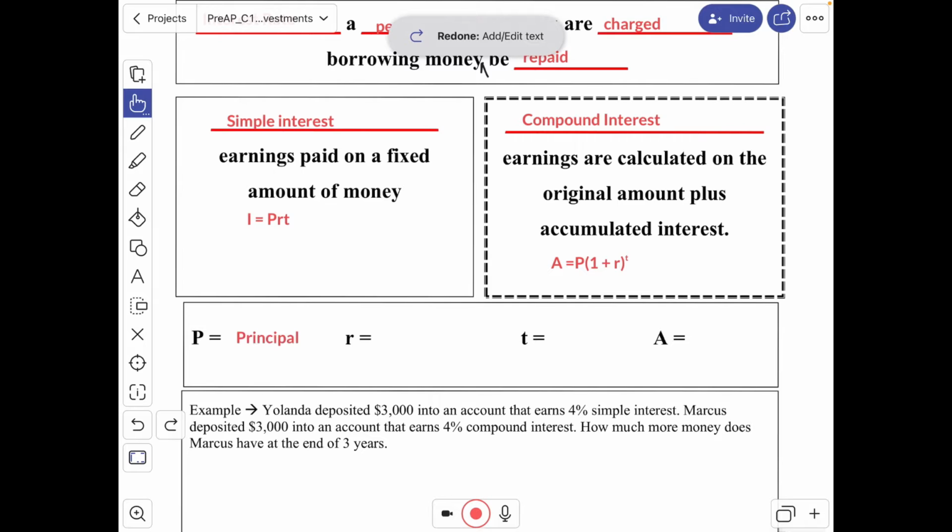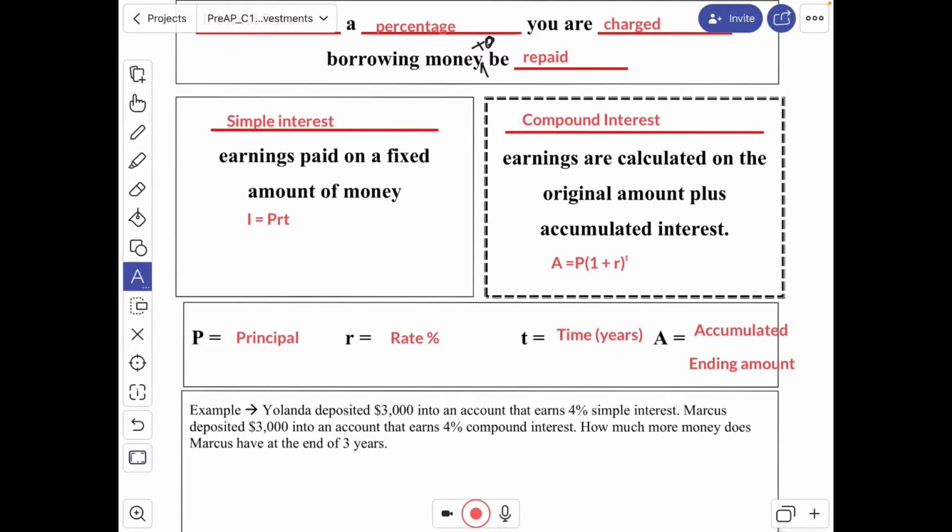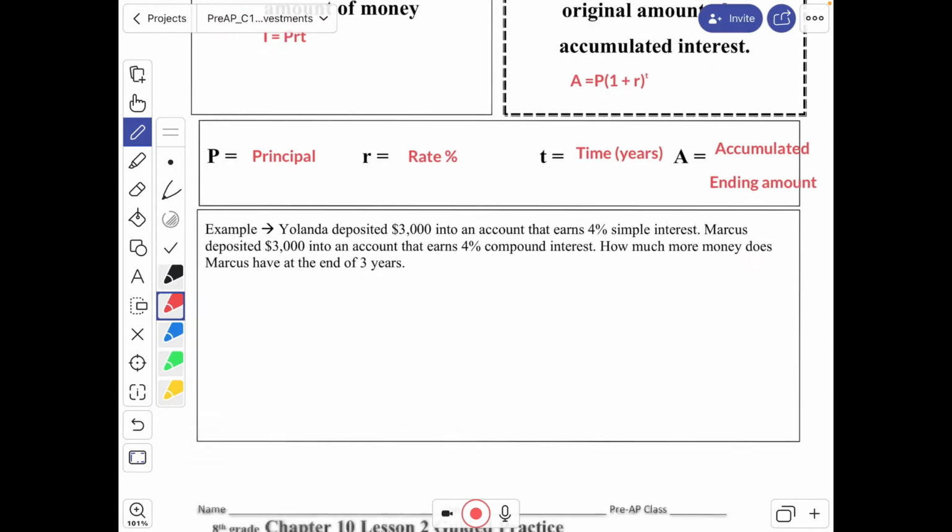Those letters stand for P is for principal, R is for rate, which is always a percent, T is for time, typically in years, and A is for the amount, the ending amount. Not really. It stands for accumulated. So that's like the accumulated interest, the total balance. So let's do a practice problem where we compare these two things.